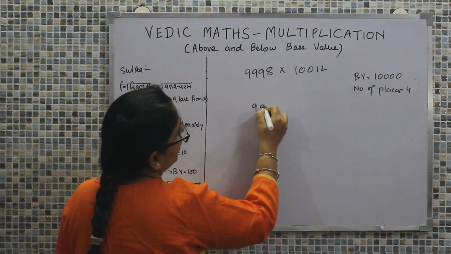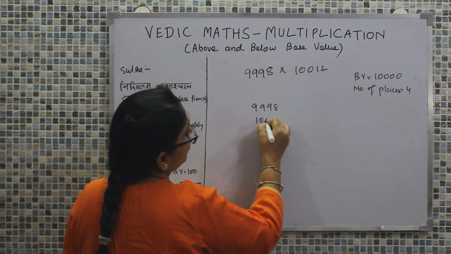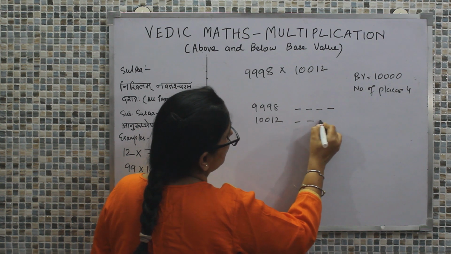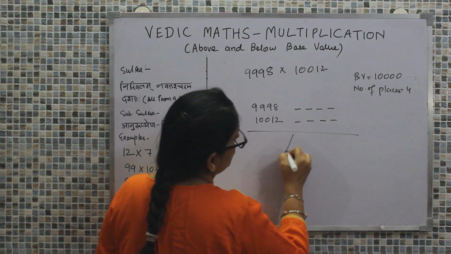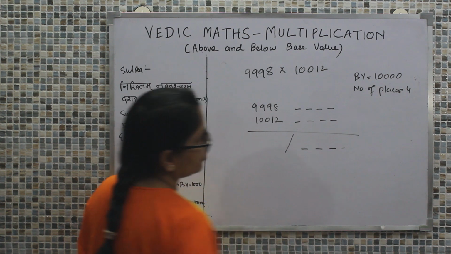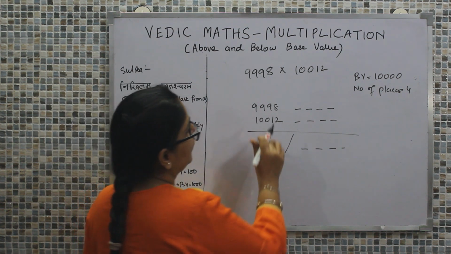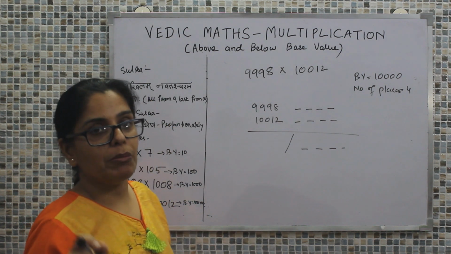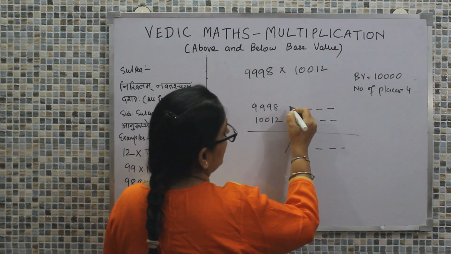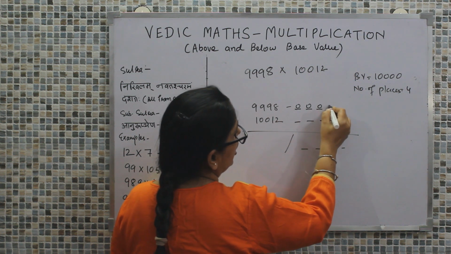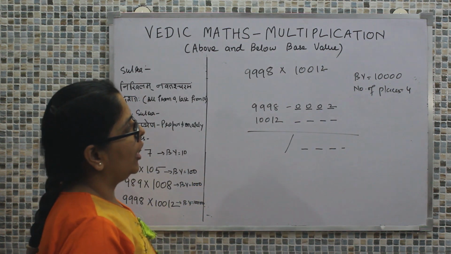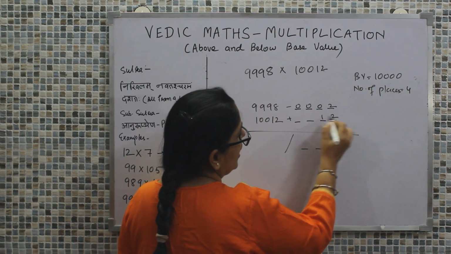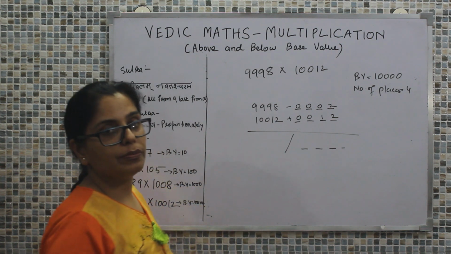Let's write the number 9998 and 10012. We have identified we need 4 places, and the answer also needs 4 places. Right? Now, when we compare this number with 10,000 using Nikhilam Navatashcaramam Dashatah, we find that it is 2 less than the base value. And when we compare this value, this is 12 excess of the base value.